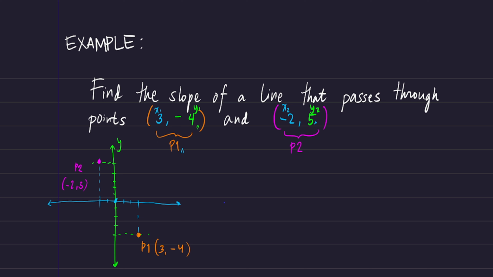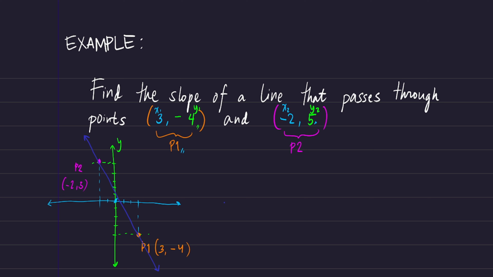Magdodrawing tayo ng linya, straight line, sa pagitan ng P1 tsaka P2. Hindi tumama. So, magdodrawing tayo ng linya. Ayan. Then, extend lang natin. And that is the line formed by these 2 points, 3, negative 4 and negative 2, 5.